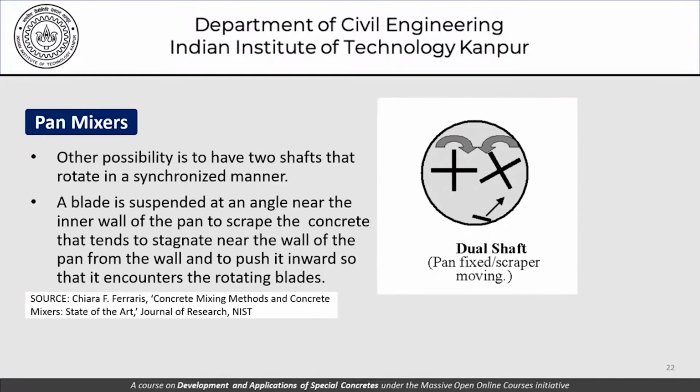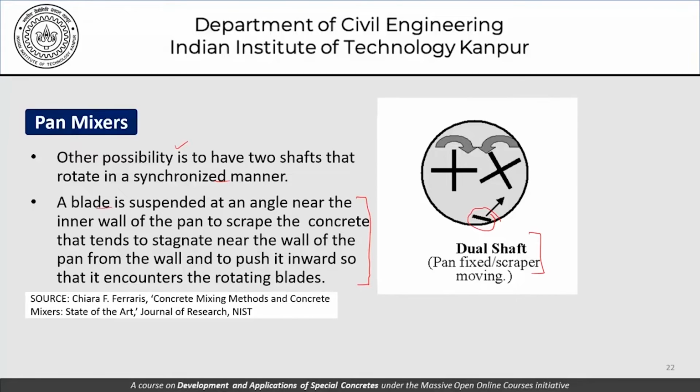This one is another type of pan mixer where we have a dual shaft, that is, we have two shafts. The other possibility, as is listed here, is to have two shafts that rotate in a synchronized manner. A blade is suspended at an angle near the inner wall of the pan to scrape the concrete that tends to stagnate near the walls of the pan, and to push it inwards so that it encounters the rotating blades. Now what this discussion is sensitizing us towards is the importance of this scraper, or what is called a blade here.